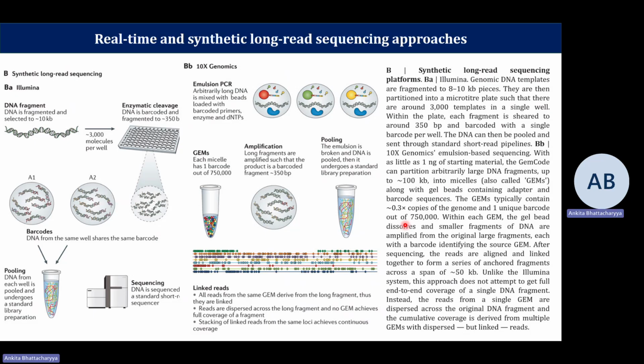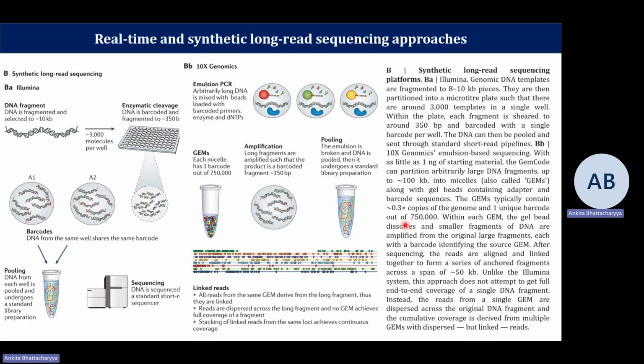Then for synthetic platforms that do the same thing for Illumina, what exactly is done? The DNA is fragmented, but then it undergoes barcoding, and those fragments from the same well will all carry the same barcode. They can then be pooled and sequenced, and then aligned to get an idea of how these sequences were present. So some continuity is maintained because of the barcode.